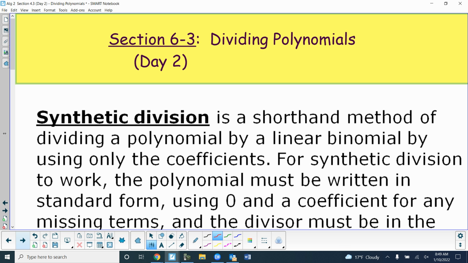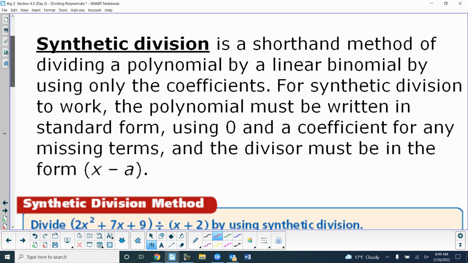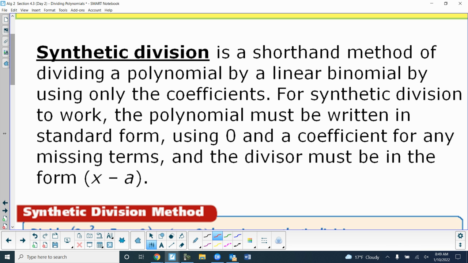All right, so let's pay attention. Okay, Caleb? Thanks. So it's a shorthand method of dividing a polynomial by a linear binomial. We use the coefficients only. It says for synthetic division to work, the polynomial must be written in standard form, just like we did for long division, using 0 as a coefficient for any missing term. So if there's an x to the fourth in this problem, and there's no x cubed, we've got to put a 0, just like we did before.